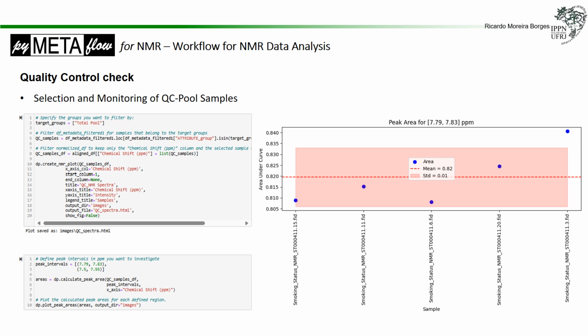You would imagine that every spectrum from the QC would be the same, or you can select regions for specific peaks of interest and check for the distribution of their area under the curve for each sample, and check for the standard deviation. You can see that a standard deviation as low as that is a pretty good quality control.